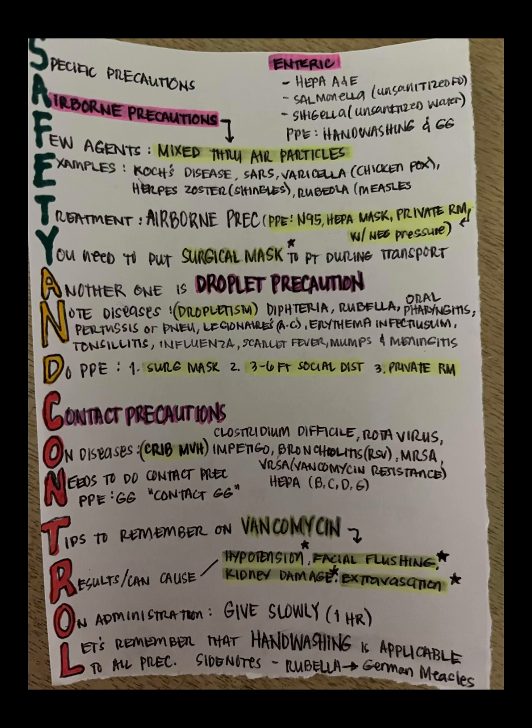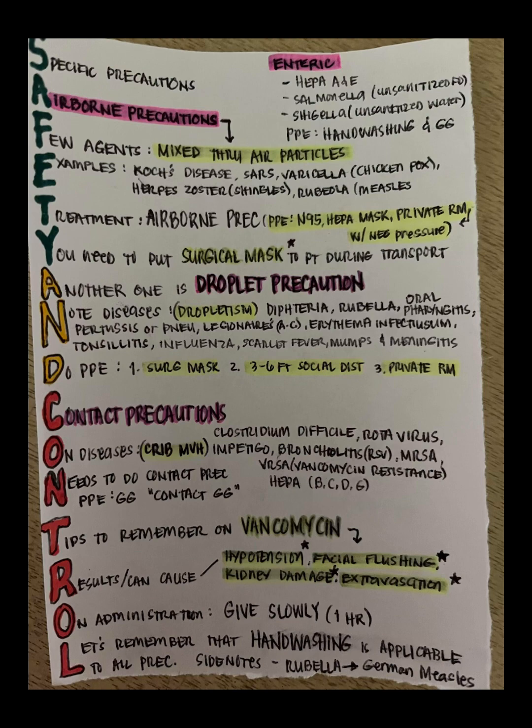Diseases like Koch's disease or tuberculosis, SARS, varicella or chickenpox, herpes zoster or shingles, rubeola or measles. What are the PPEs in airborne precaution? We have the N95 mask and HEPA mask. The room should be private with negative air pressure. You need to put a surgical mask on the patient every time the patient is being transported or is walking outside of the room.